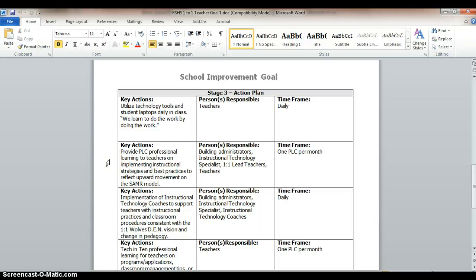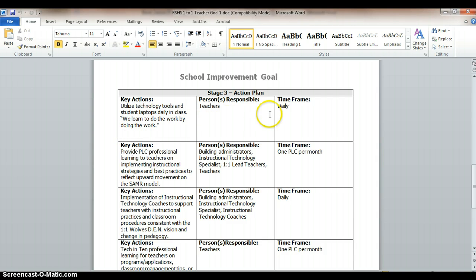So this is where we tend to start, with the things that we're going to do, and then we think about all of the other things last. What we're asking is for you to think about the things that you're going to do last. So we've come up with that the teachers are going to utilize tech tools and student laptops every day. Karen says we learn to do the work by doing the work. So we simply have to make this a point to do this every day.